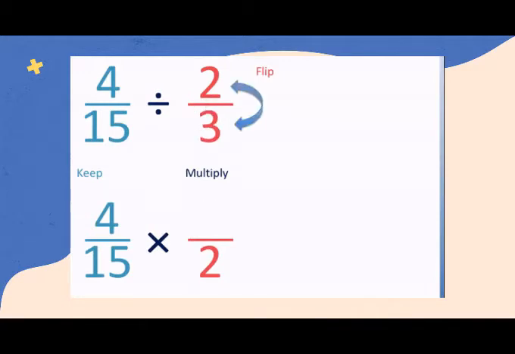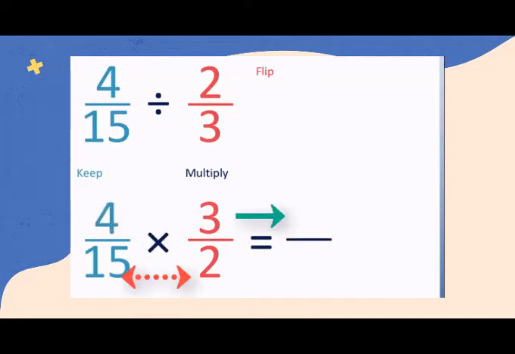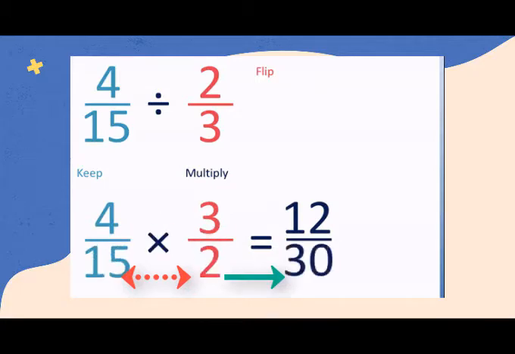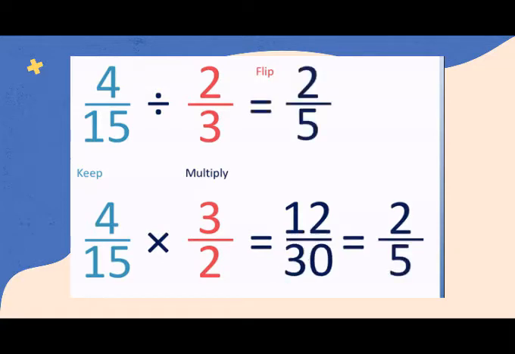Okay, on this example, there's another. We keep the first fraction, 4/15. We turn the division into multiplication, and we flip the fraction 2/3 to make it 3/2. Multiply the numerators, we have 4 times 3 equals 12. Multiply the denominators, we have 15 times 2 equals 30. We can simplify 12 over 30 by dividing both numbers by 6. The answer is 2/5.